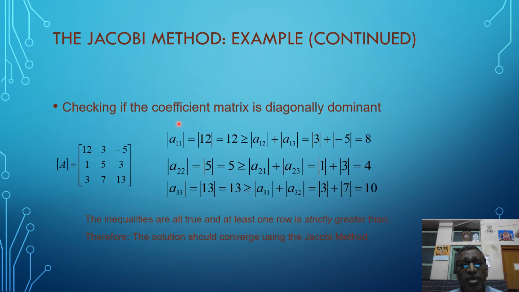And also here we are checking one condition: that the coefficient matrix is diagonally dominant. This means the diagonal element must be greater than or equal to the sum of the other elements in that particular row. For example, a11 must be greater than or equal to the sum of 3 plus 5, so that's 8. a22 is equal to what? 4, and it is going to be greater. 5 is greater than 4, and similarly 13 is greater than 10. Therefore, the given matrix is diagonally dominant. Therefore, we can apply the Jacobi method successfully.